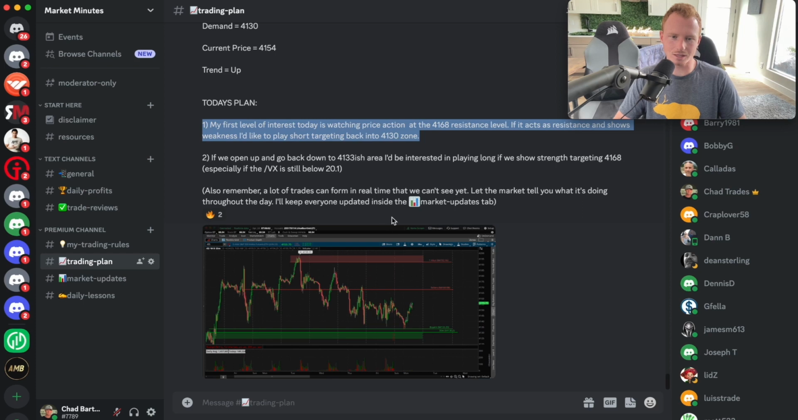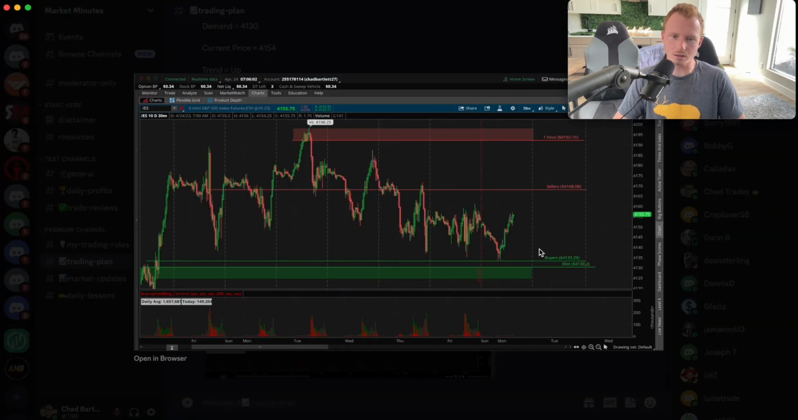As you can see, I posted my chart. This is what it looked like before we actually opened right here. We were kind of in the middle of the range between our supply area and our demand area.